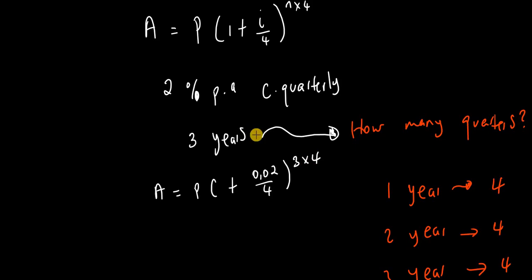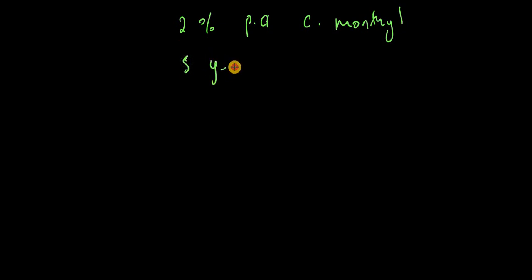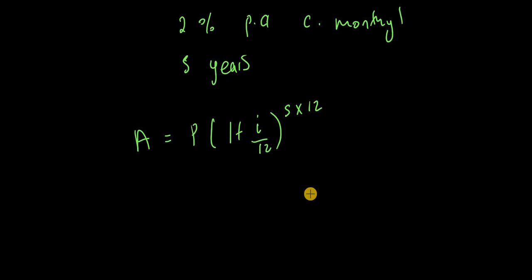So in simple terms, if you are dealing with quarterly, on your exponent you should have the number of quarters. Let me show you something. If I'm dealing with, let's say, 2% per annum but compounded monthly, and I'm dealing with 5 years, whatever is the principal amount, I'm going to say P times 1 plus i over 12 because it's monthly. Then I'm going to say the number of years, which is 5, multiplied by 12. Why are we doing it?